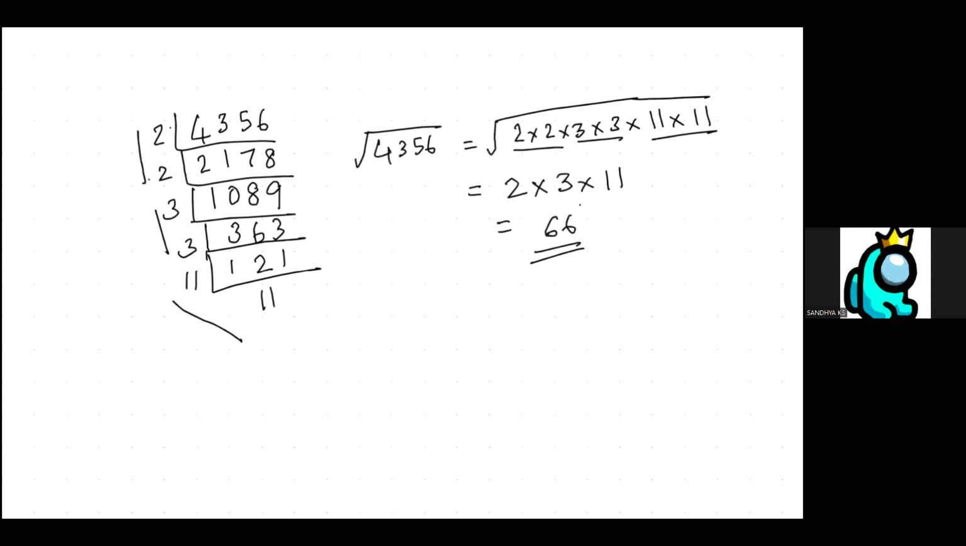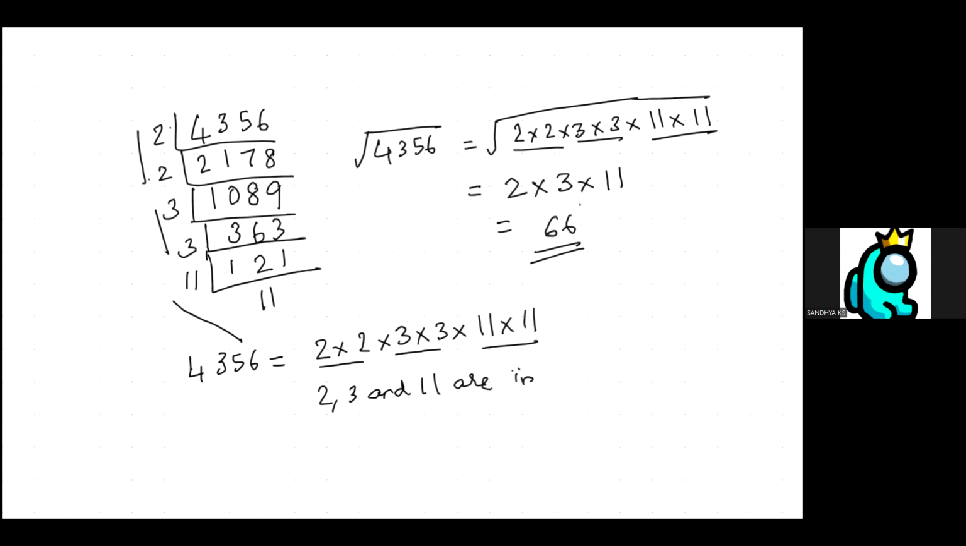If your question is whether it is a perfect square or not, you need to write this much only. See, then your answer will be 4356 is equal to 2 multiplied by 2 multiplied by 3 multiplied by 3 multiplied by 11 multiplied by 11. So 2, 3, 11 are in pairs. So 4356 is a perfect square. This will be your answer. Okay, clear?